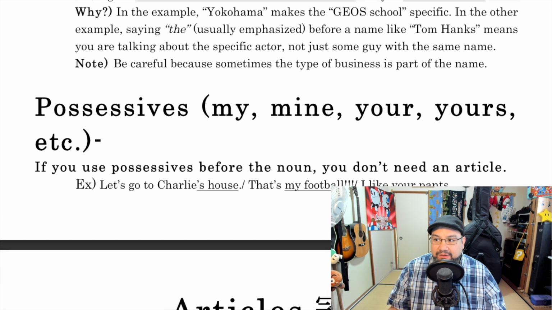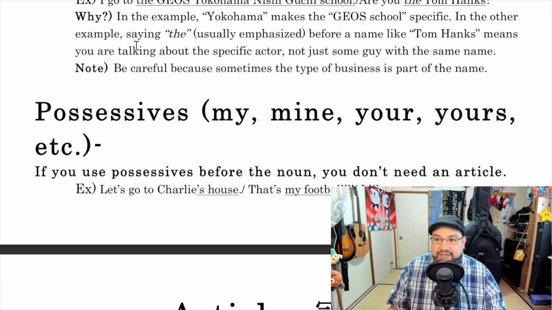In the other example, saying "the", usually emphasized, before a name like Tom Hanks means you are talking about the specific actor, not some guy with the same name. Okay? So this is funny. This is complicated. Not complicated, just unusual.